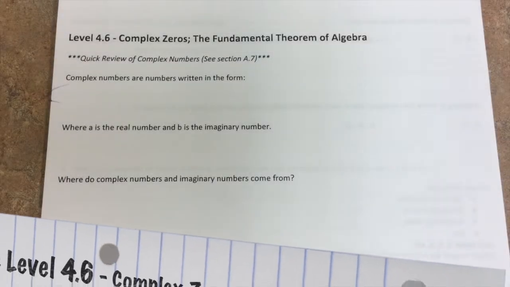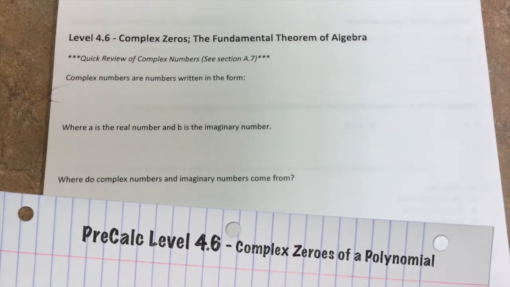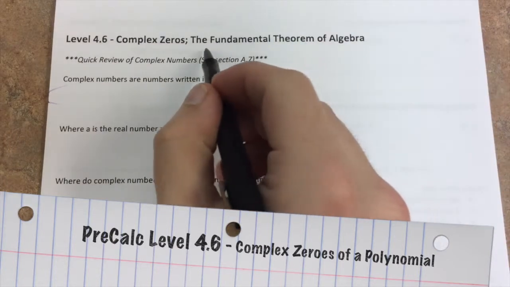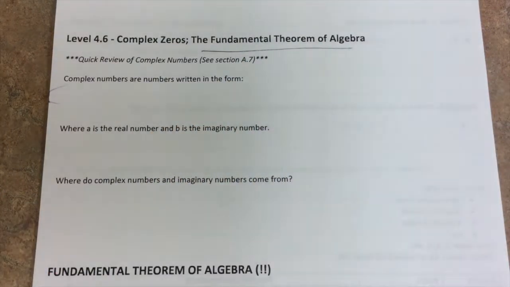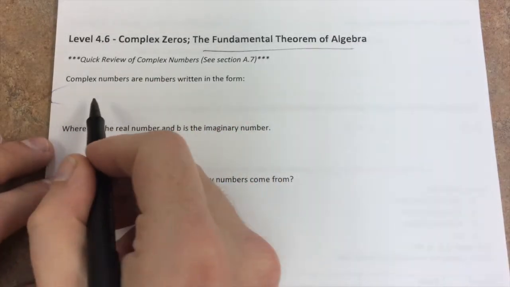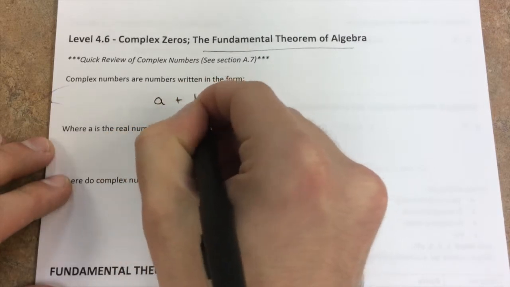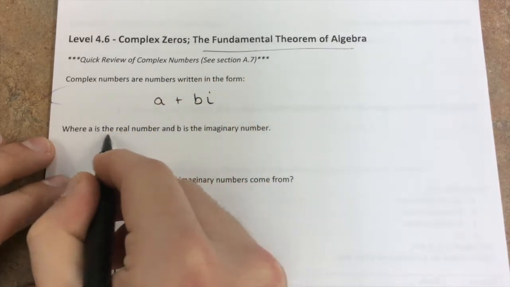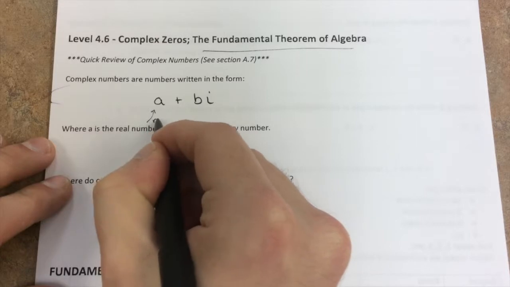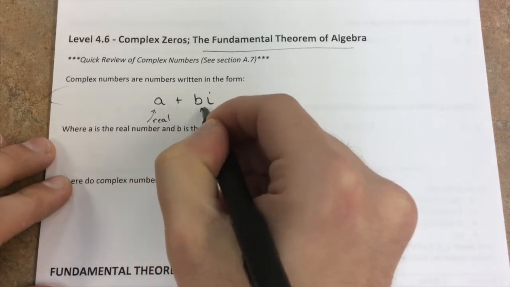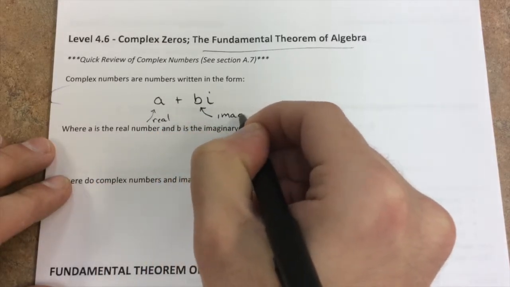Level 4.6 is focused basically on complex zeros and then the fundamental theorem of algebra. Before we talk about the fundamental theorem of algebra, we need a quick refresher on complex numbers. I know you guys saw these last year, but just in case you forgot, complex numbers are numbers written in the form a plus bi, where a is the real part and b is the imaginary part.